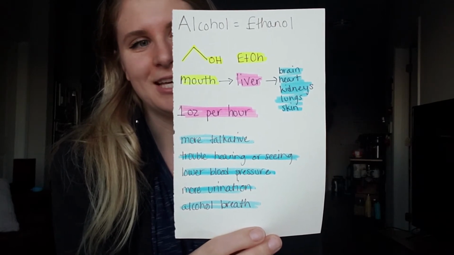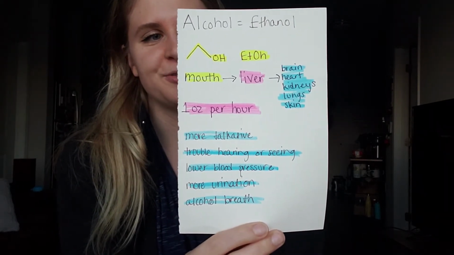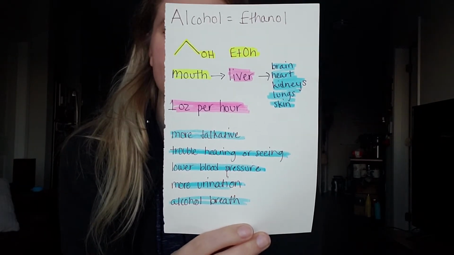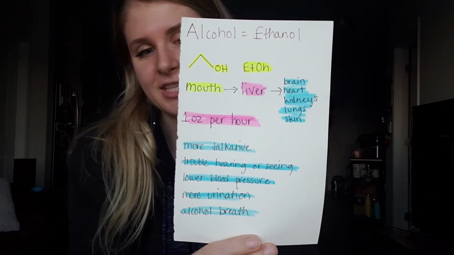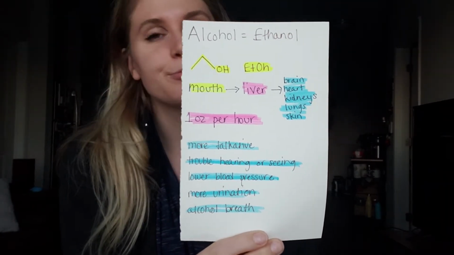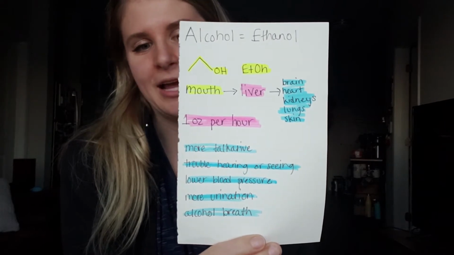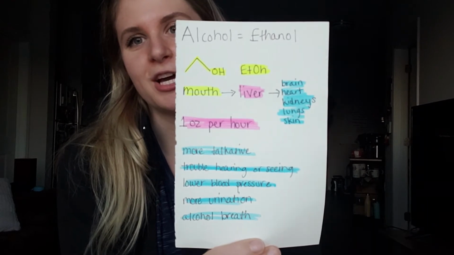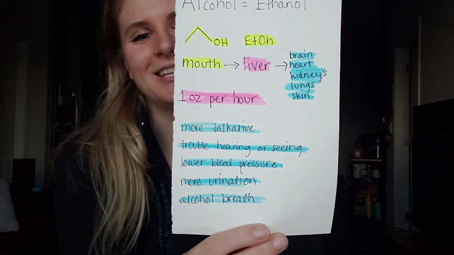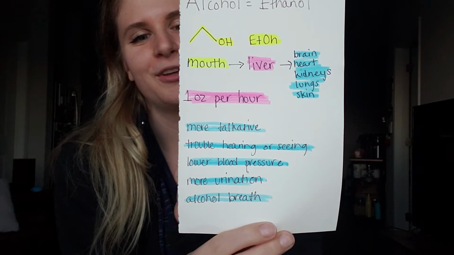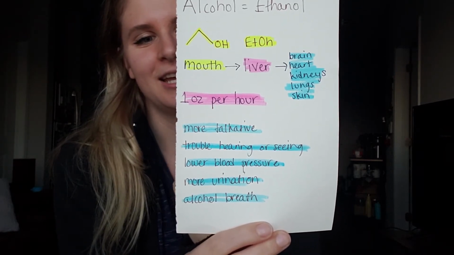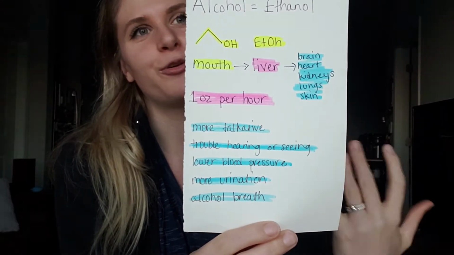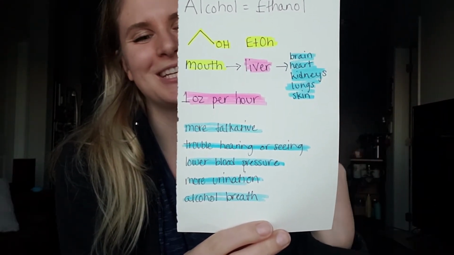When it gets metabolized in your liver, it goes to your brain. We all know that. It also affects your heart, your kidneys, your bladder, your lungs, your skin, your eyes. A lot of other things in your body get affected by alcohol. As we know, alcohol makes us more talkative. Everybody says they need alcohol to socialize, so that's where that comes in. You have trouble hearing and seeing. I am sure that if you have drank in excess, you have experienced this.